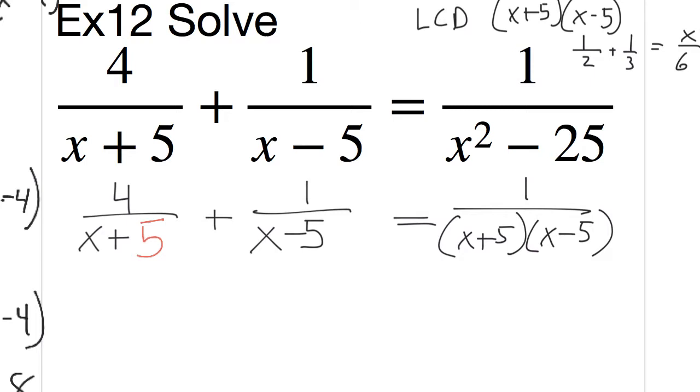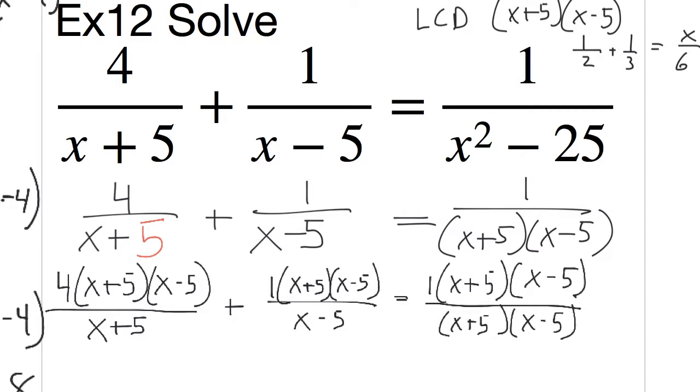we get, and I will give you time to write this down, 4 times the least common denominator over x plus 5, plus 1 times the least common denominator over x minus 5, is equal to 1 times the least common denominator over x plus 5 times x minus 5.